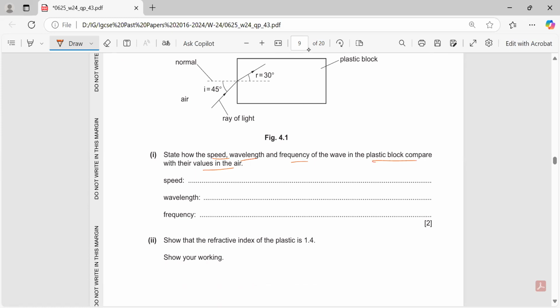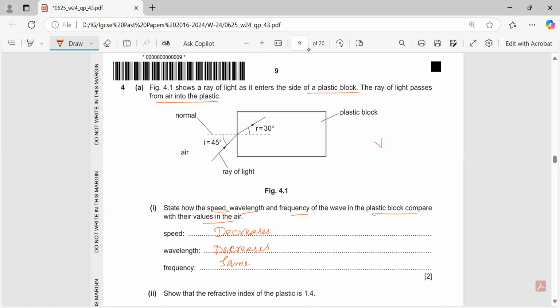So speed in plastic decreases. Wavelength in plastic decreases. Frequency stays the same. And this is given by the relationship v equals f lambda. So when frequency is constant, we can say speed is directly proportional to wavelength.